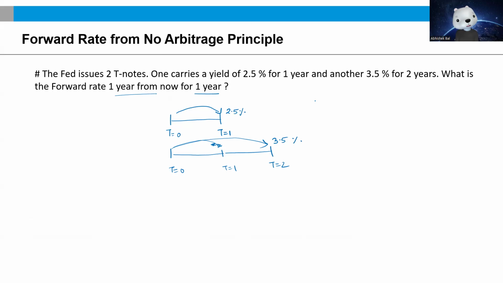It could be for a delivery of an asset, or it could be for taking out a loan, or even investing in a given security. The rate that is going to be applicable to me is known as the spot rate.